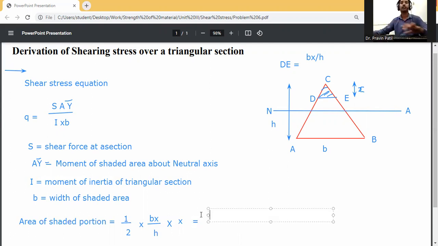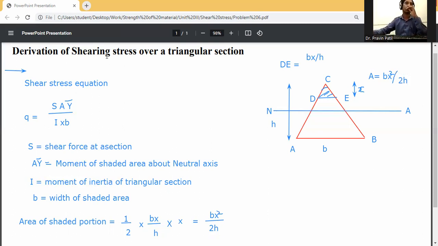We get bx square divided by 2h. So this is the area of shaded portion. You can write down this value as a_x is equal to bx square divided by 2h. This one is the area of shaded portion.